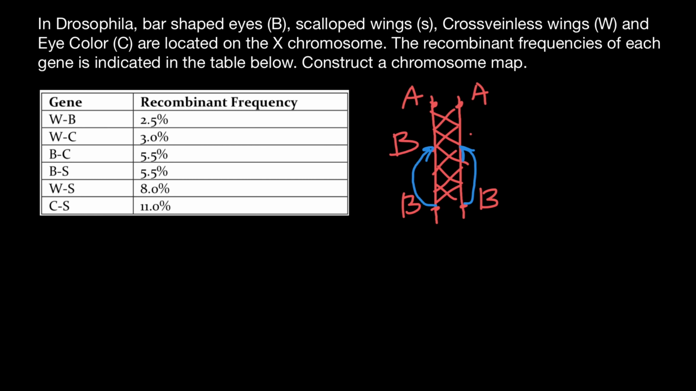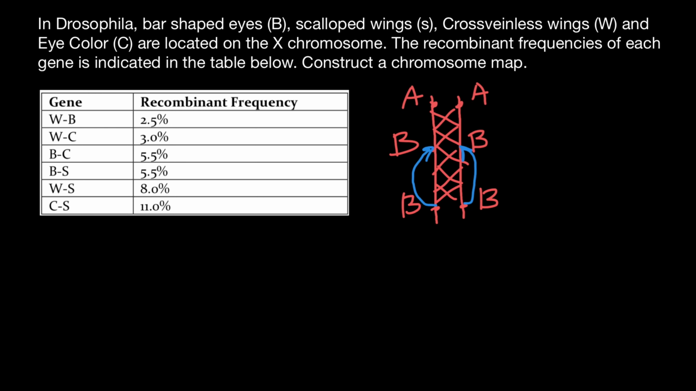In this case, crossing over between gene A and B would be reduced, so the frequency would be reduced. Now you have an idea that the greater the distance between genes, the greater the chances of crossing over between those genes. Now we can solve this problem, and we can start with the biggest fragment, and this is going to be the CS fragment.